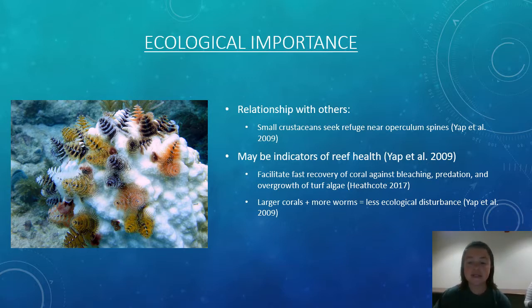They are biggest in being indicators of reef health, according to Yap et al. 2009. They facilitate fast recovery of coral against bleaching events, predation, and overgrowth of turf algae, according to Heathcote 2007. And larger corals and more worms seen in the environment usually indicates that there's less ecological disturbance in that specific area, according to Yap et al. 2009. It also has been theorized that smaller corals may not attract as many worms.